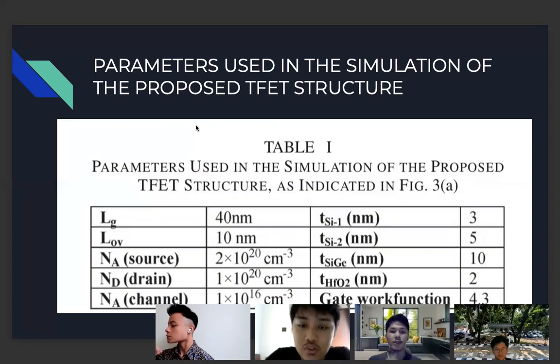Here are the parameters used in the TFET structure that Derry has explained. Next.